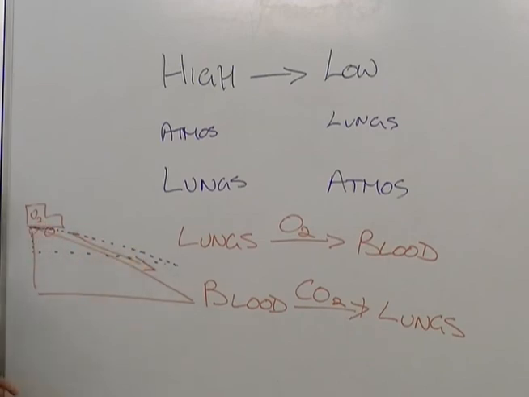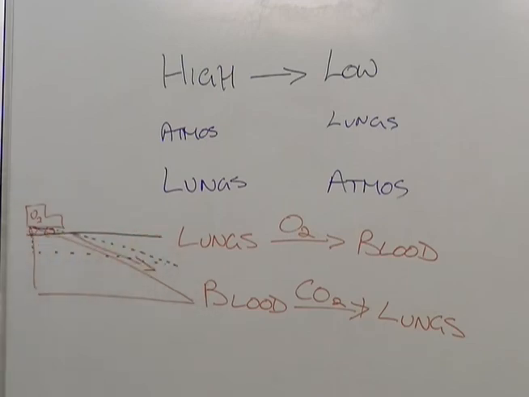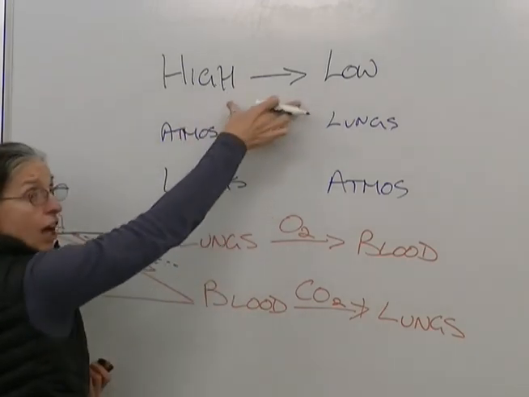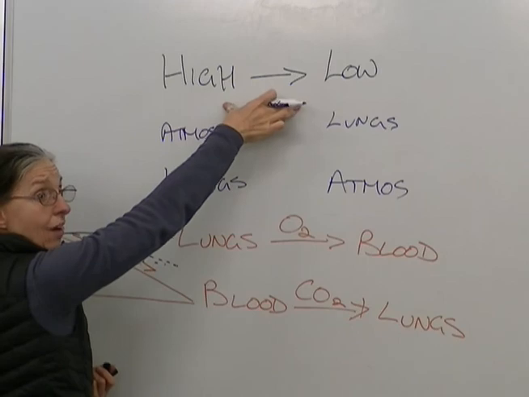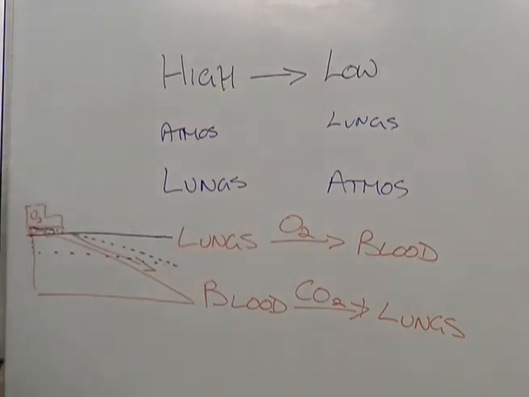Right? What if I'm parked on a flat surface and I take the handbrake off? It doesn't move. Nothing happens, right? So if there's no pressure gradient, if I don't have a high to low and both sides of the membrane are the same, nothing goes. There has to be a gradient. Alright?